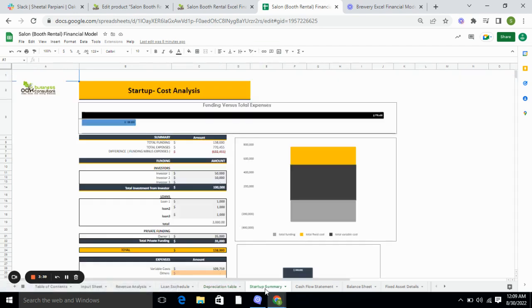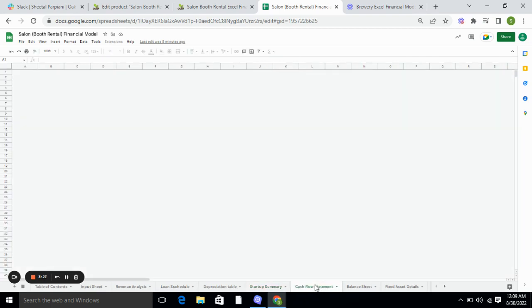Startup summary. Startup summary tells us how much investment you require. It includes total funding and total expenses. Moreover, cost is divided into two parts, variable and fixed cost.